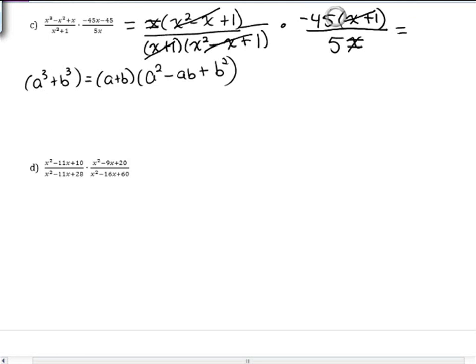And what we're left with is this negative 45 divided by 5. Everything else canceled. Negative 45 divided by 5 then is negative 9. And so all of that reduced down to just negative 9.